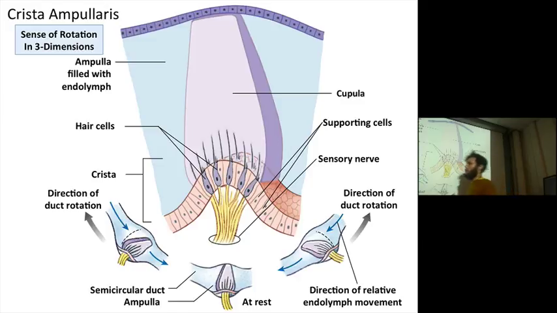And when you're moving along the plane in which one of those semicircular canals finds its axis, that fluid that is in that semicircular canal moves along with the body, right? Moves along with the body and displaces that cupula in whichever direction that fluid is flowing, so either this way or this way. When that happens, it's going to stimulate these hair cells.